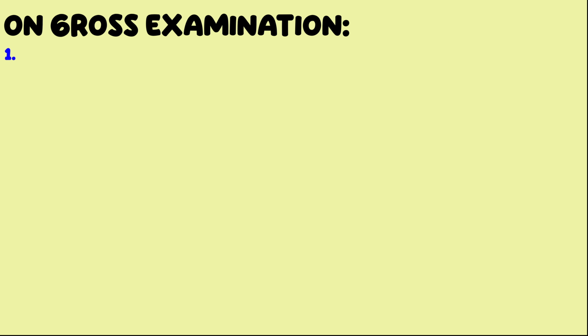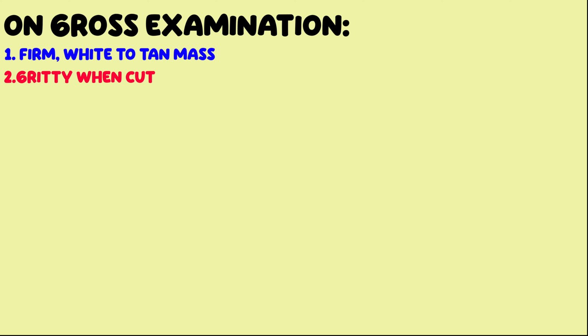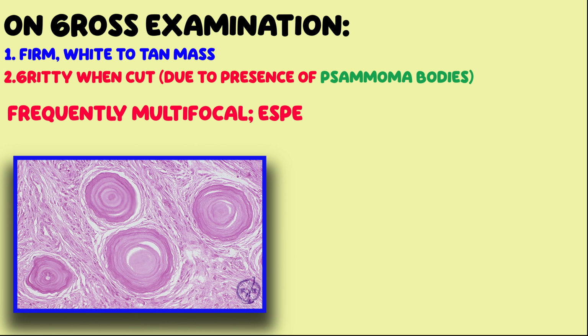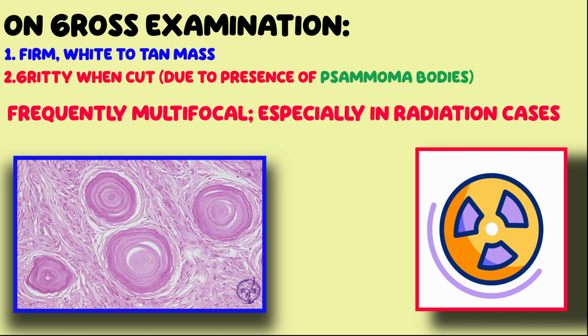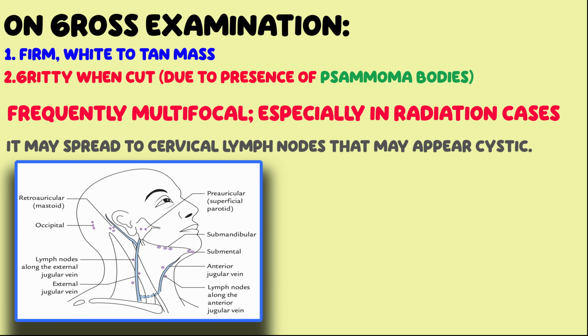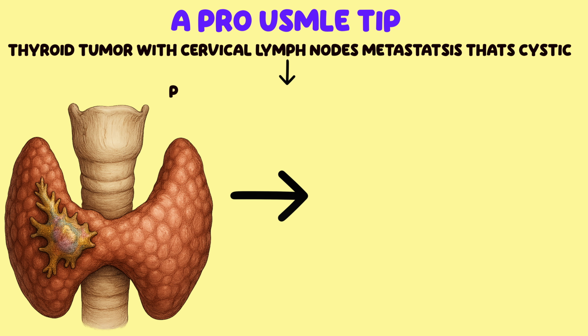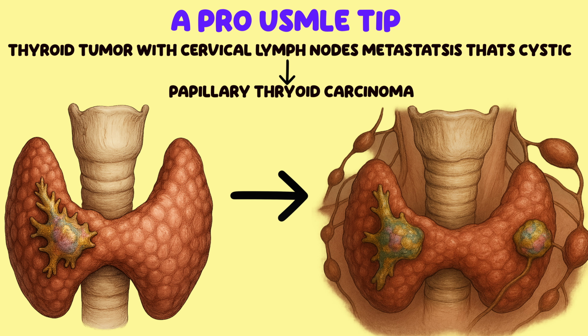dive in. On gross examination, it's a firm, white to tan mass, often gritty when cut, thanks to the Psammoma bodies. Frequently multifocal, especially in radiation cases. It commonly spreads to cervical lymph nodes, which can appear cystic. So here's a pro USMLE tip: if you see a thyroid tumor with cystic cervical lymph node metastasis, then think it's a papillary thyroid carcinoma.